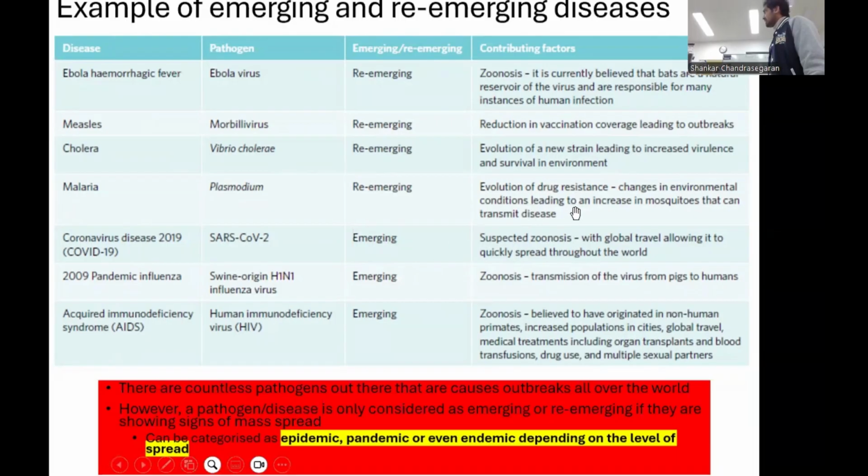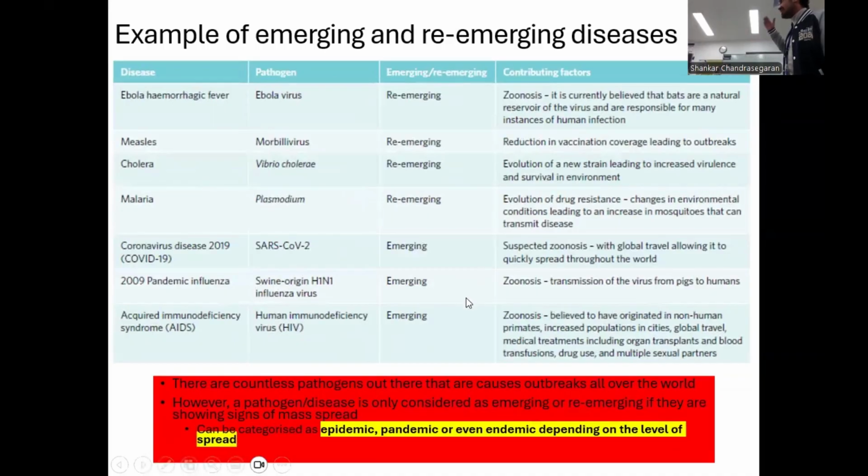Another example is malaria, where the pathogen was able to evolve resistance to the drug. That means it was able to combat treatment and actually grow in spite of it, so it re-emerged as a result. And COVID and a bunch of those diseases are considered emerging because they were very small at one point, and then suddenly started appearing in different regions. They started increasing in incidence, and that's why we consider them as being emerging, right?